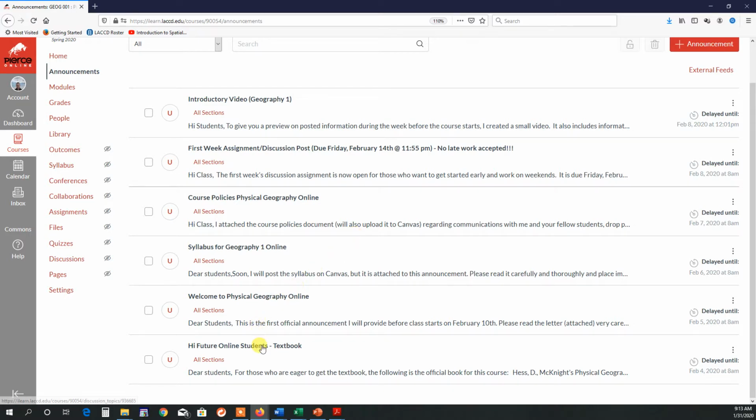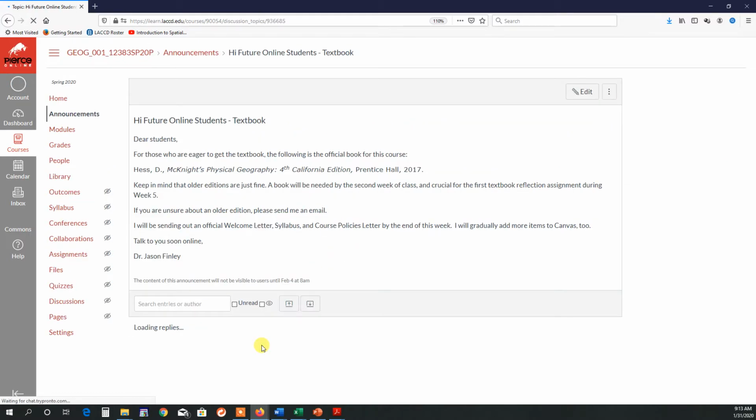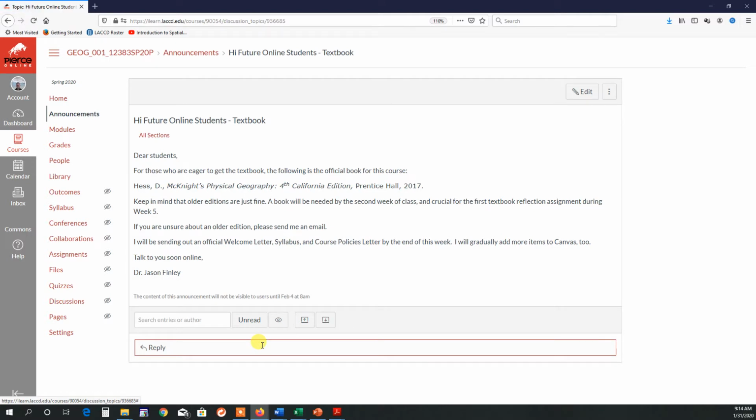The first announcement is focusing on the textbook. So this is something that I sent out, again, before the class actually started. And the official textbook is McKnight's Physical Geography 4th California edition. However, you can use older editions, but if it's a really old edition, you may want to run it by me through an email. This will be very important by the second week of class and extremely important for the first textbook reflection assignment.